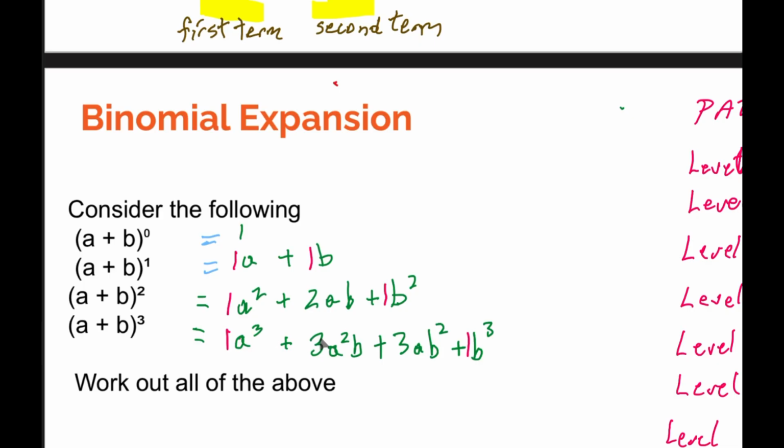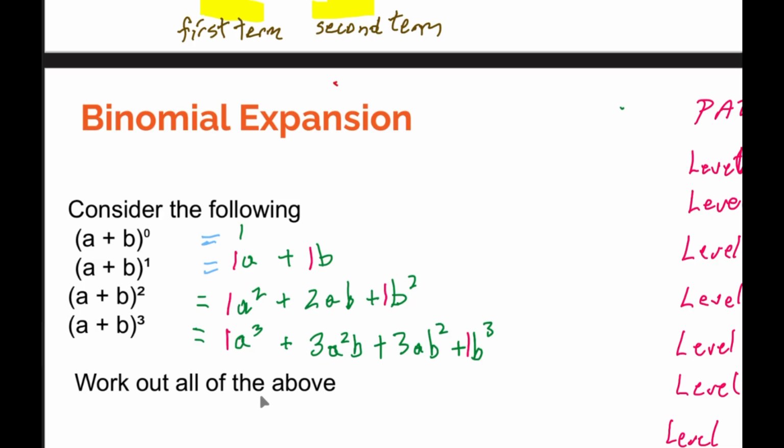All right, then there's a 3 here in front of the a squared b and another 3 here in front of the ab squared. And then finally, even though there was no coefficient to begin with in front of the b cubed, we know it's a 1 because there's a b cubed here.